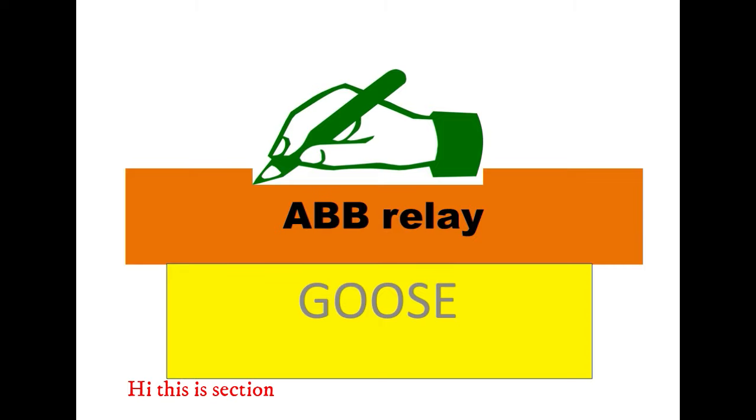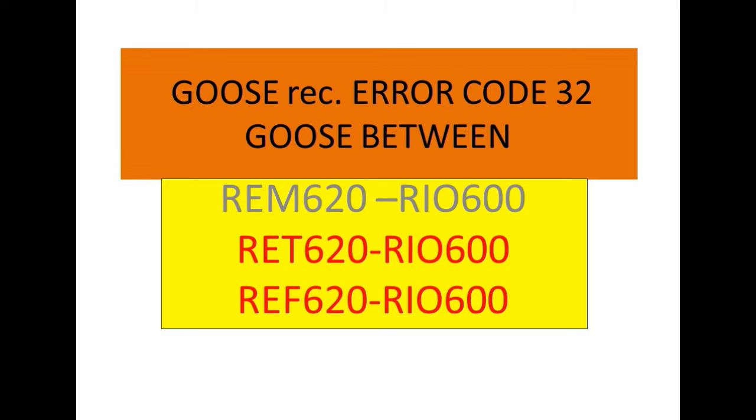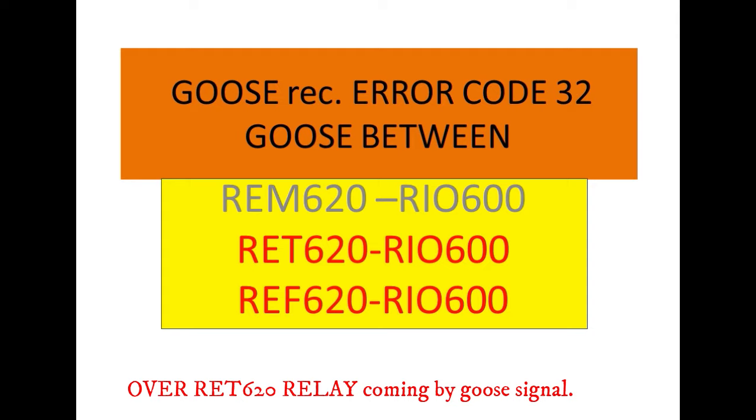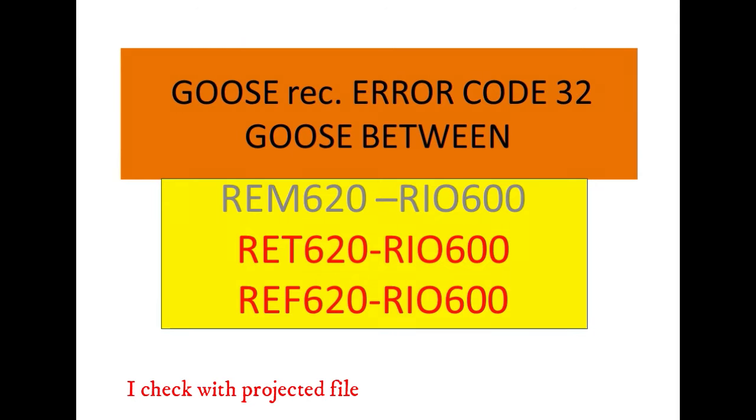In this section, I am going to share my experience with you. While doing configuration, I got GOOSE error code 32. And I also found some unwanted trip signal over the RET620 relay coming by GOOSE signal.